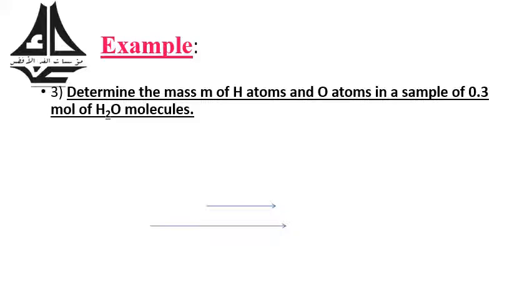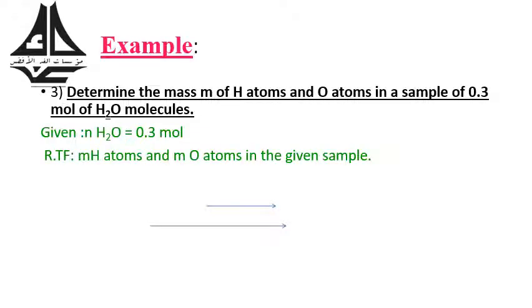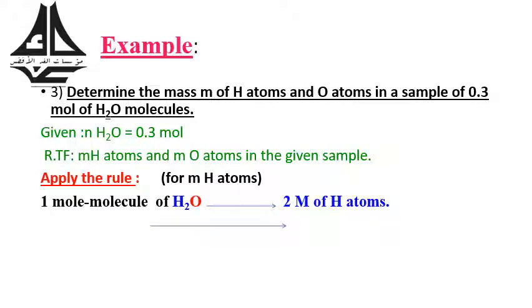Example: determine the mass m of H atoms and O atoms in a sample of 0.3 mole molecules of water. Given the number of moles of molecule in the given sample is 0.3 mole, it's required to find the mass of each of H atom and O atom in this given sample. Mass is small m. We apply the rule for the mass of each atom in the given sample at first. We have 1 mole molecule of water has 2 times the molar mass of H atom. The mass of H atom in 1 mole molecule is 2 into M.